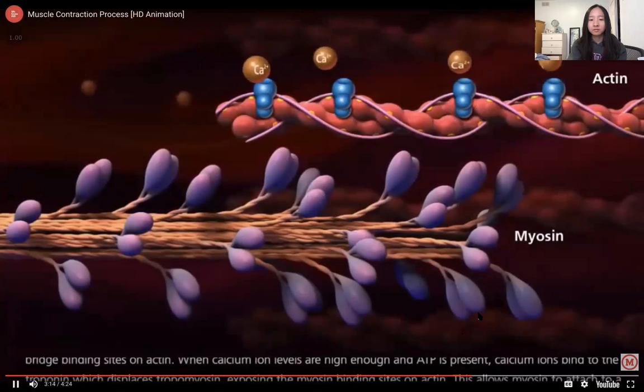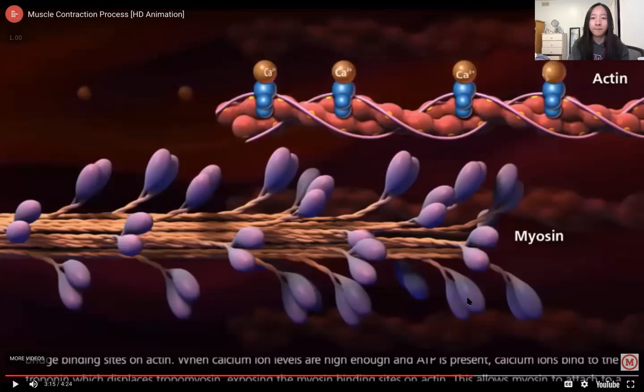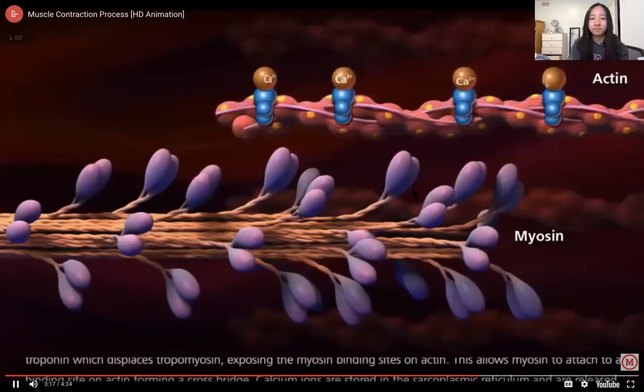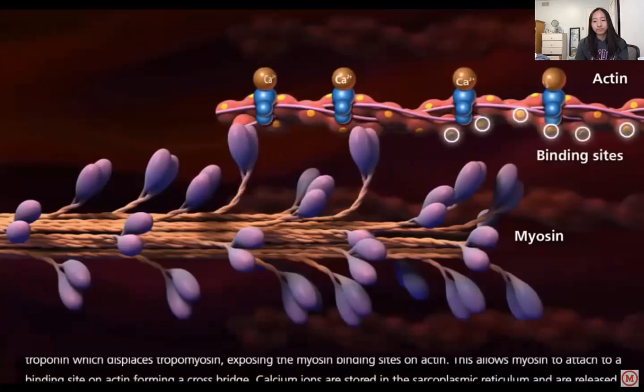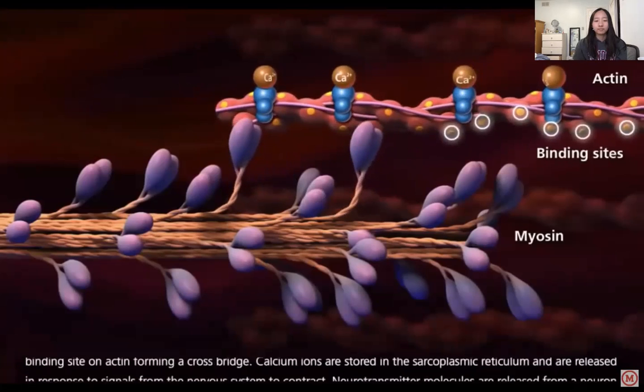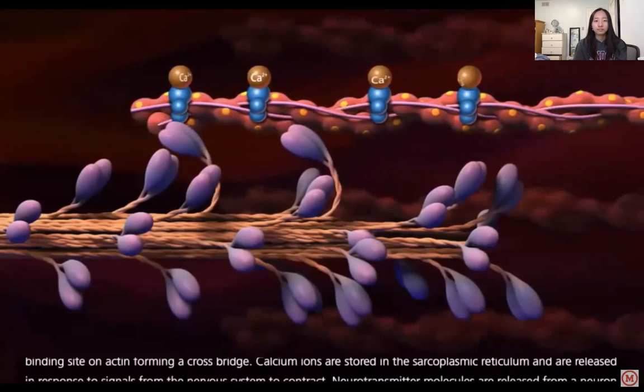When ATP is present, calcium ions bind to the troponin, which displaces tropomyosin, exposing the myosin binding sites on actin. So don't worry about ATP. Just see how calcium is binding to troponin. Did you see how the pink molecule lifted once calcium bound to the troponin? Yeah, so that's how we get the tropomyosin to expose the myosin binding sites on actin. This allows myosin to attach to a binding site on actin, forming a cross bridge.